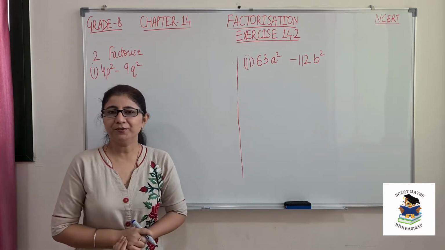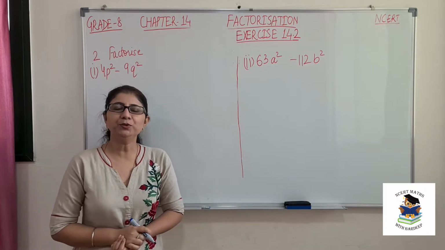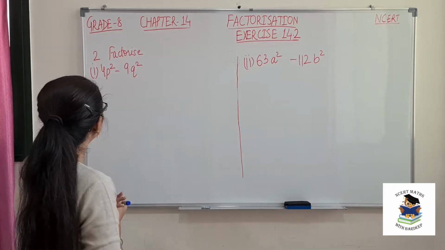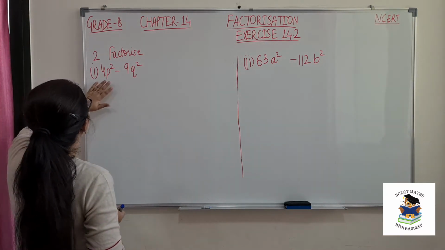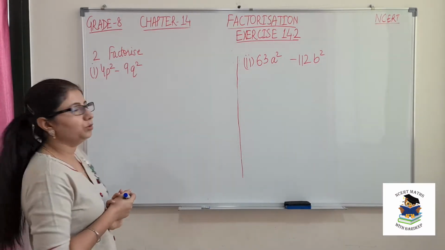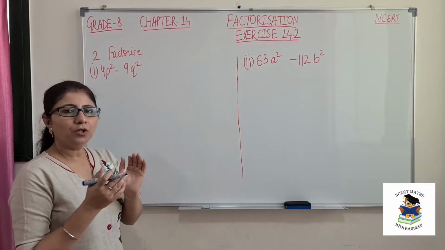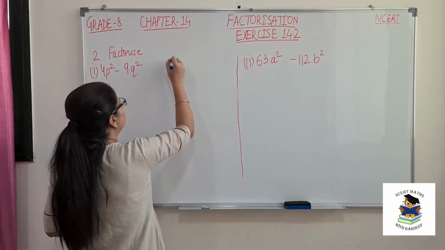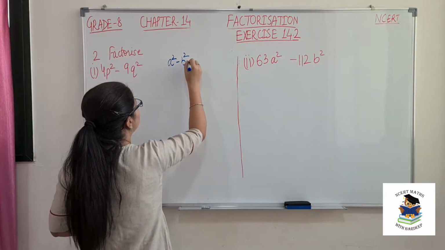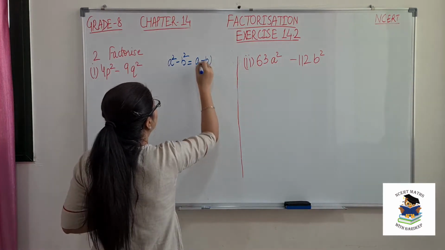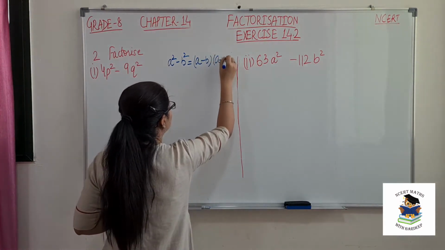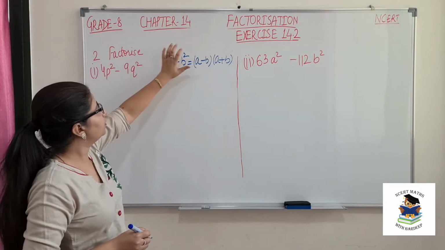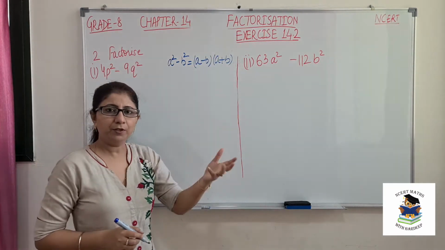Today we are continuing our exercise 14.2 of chapter 14, that is factorization. So let's see our second question. The first part has only two terms, so we cannot use our identity in which we have three terms. We will use our identity a square minus b square is equal to a minus b into a plus b. But for using this identity, both terms should be perfect squares.